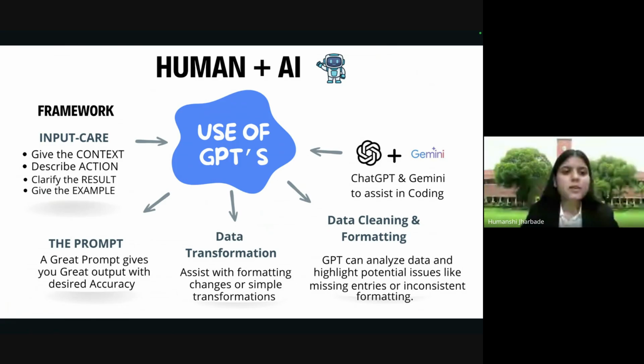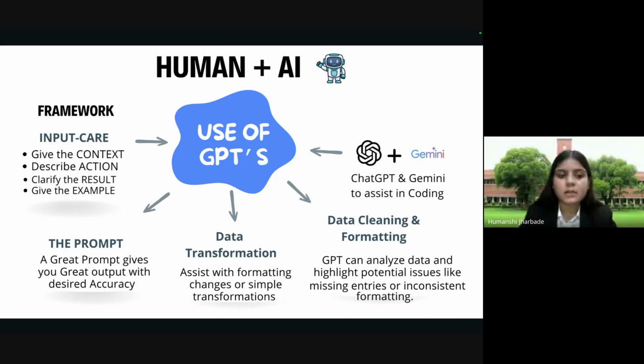Okay, so now we'll be talking about how we can effectively use AI. You can use ChatGPT AI for financial data cleaning and transformation, because this also involves human plus AI, which plays a very crucial part in our project. Here we have used the CARE framework: providing clear context, describing the action that we want AI to perform, clarifying the expected results, and giving examples to guide the output. This is crucial because it helps us get well-structured input to make sure that we get the desired results. Then the prompt. A good prompt is like a key to unlock accurate and reliable responses from AI.